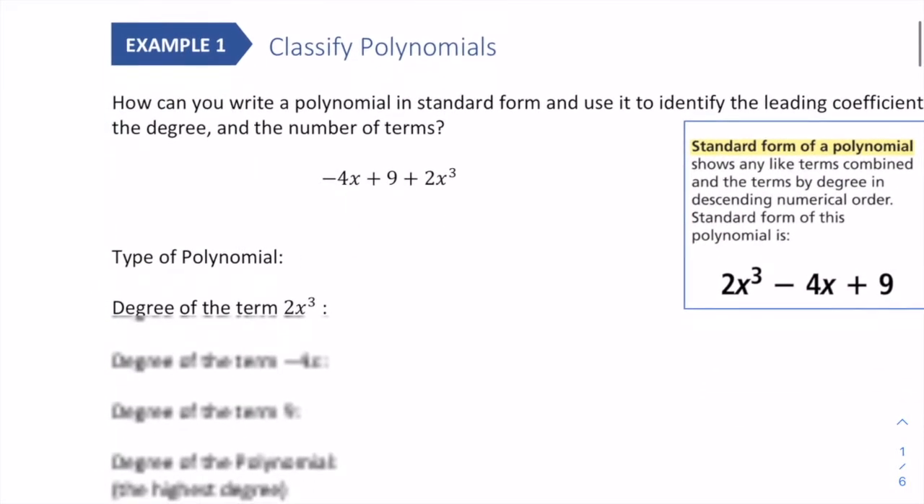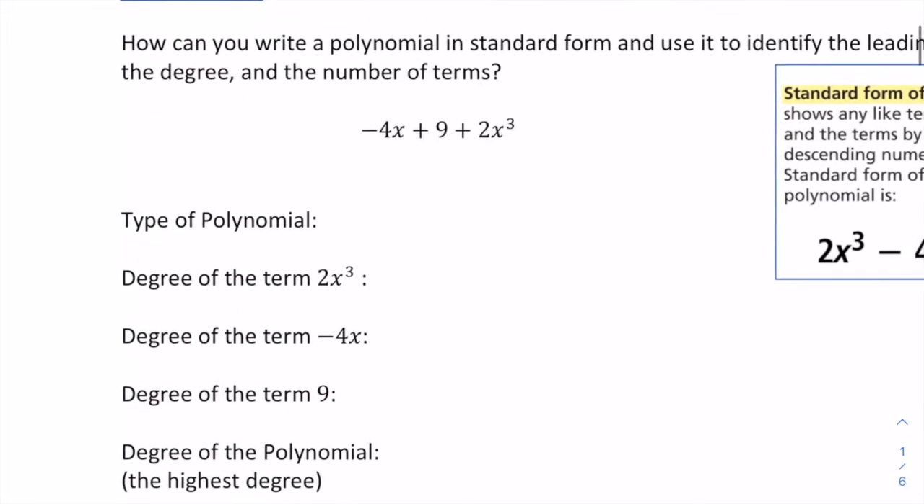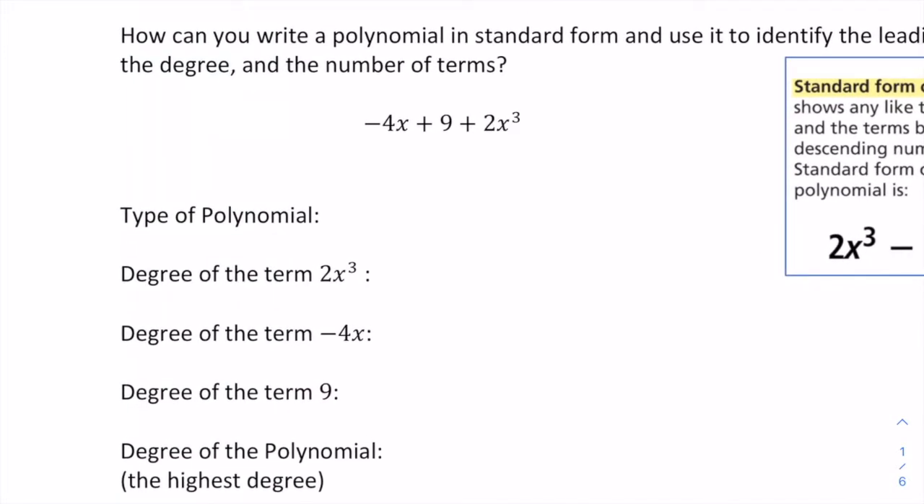Now let's classify this polynomial. Well, you can see right away that this has three terms. So we know this is going to be a trinomial.